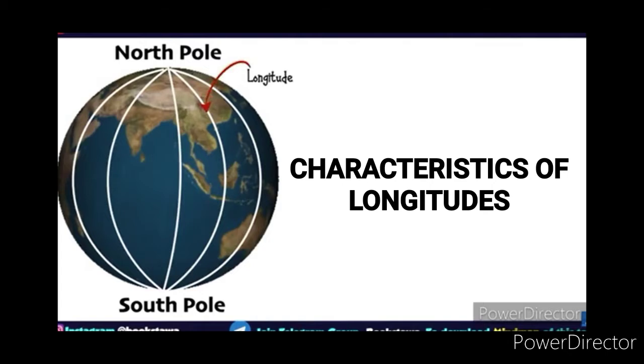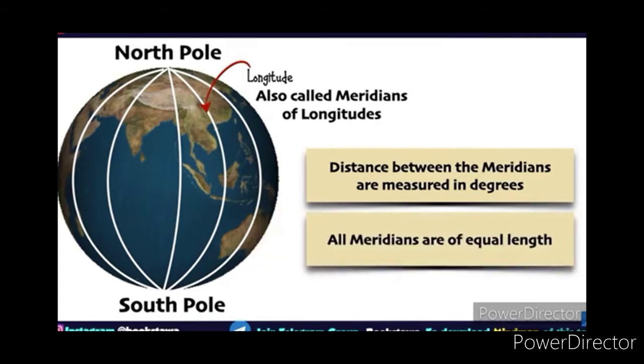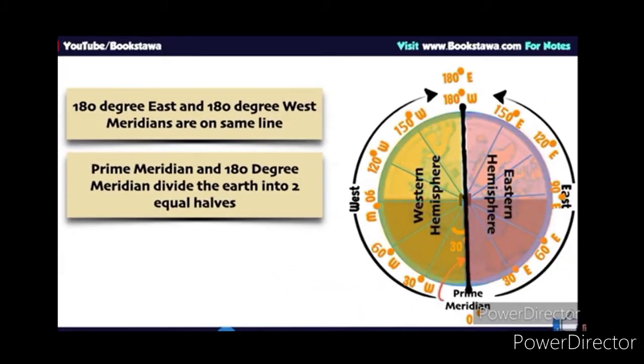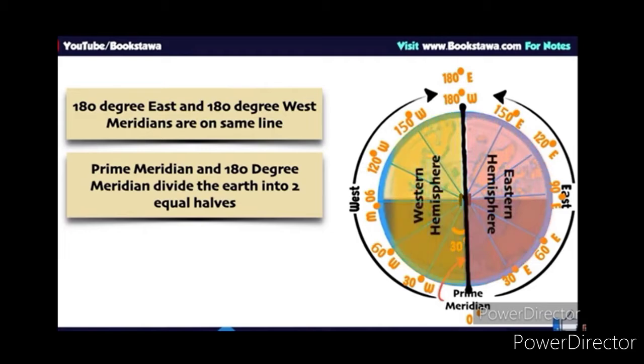What are the characteristics of longitude? The distance between the meridians is measured in degrees. All meridians are of equal length. The prime meridian line, at 0 degree, is the most important line among all meridians of longitude. It divides the earth vertically into two equal parts, the eastern hemisphere and the western hemisphere, 180 degrees towards east and 180 degrees towards west.